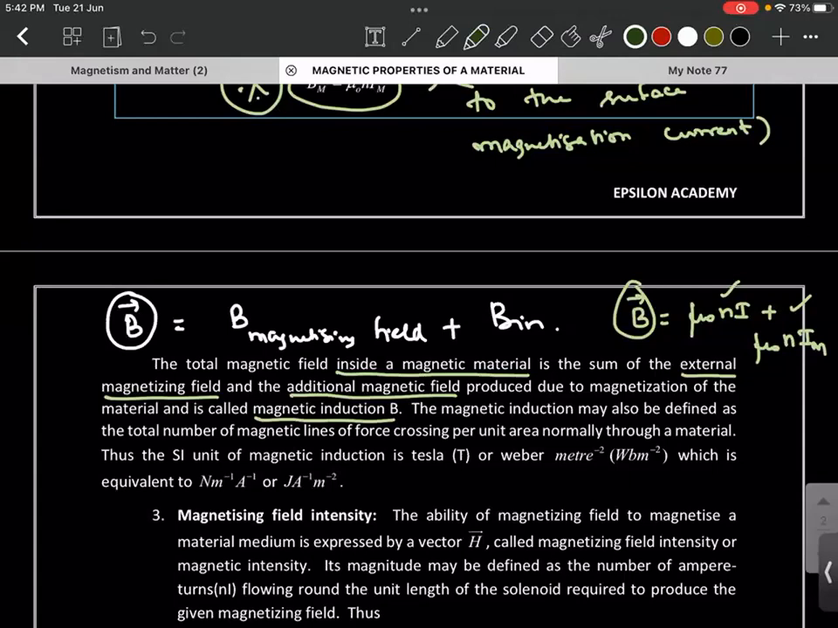Okay. So if you see the SI unit of magnetic induction, it is going to be Tesla or Weber per meter square, which is also equivalent to Newton per meter per ampere or Joule per ampere per meter square. These are all the SI units which are related to the magnetic induction. So make a note of this.